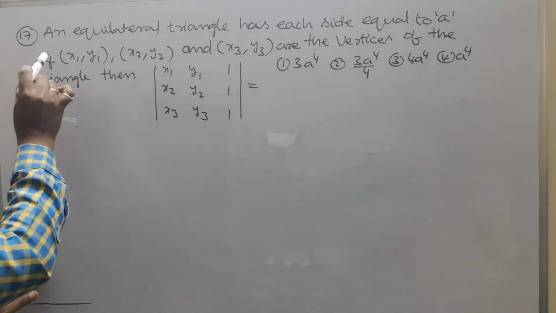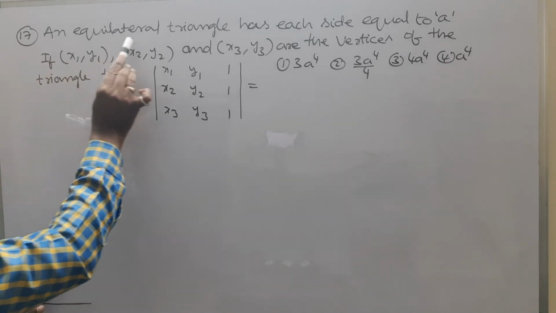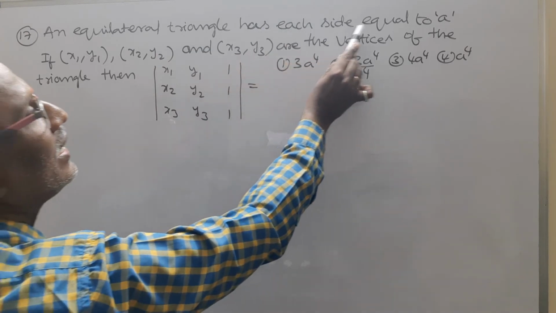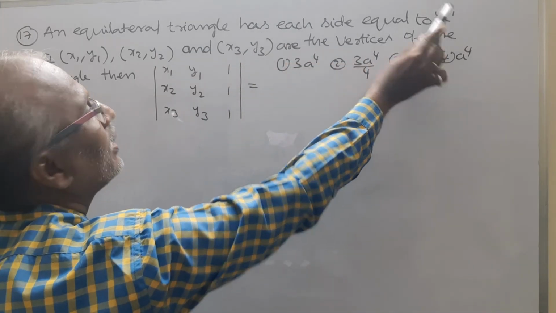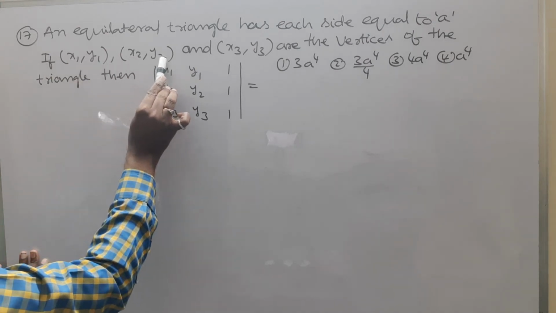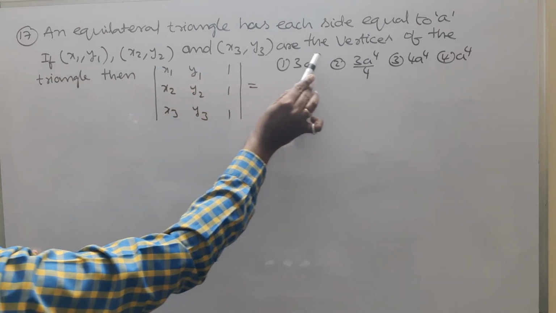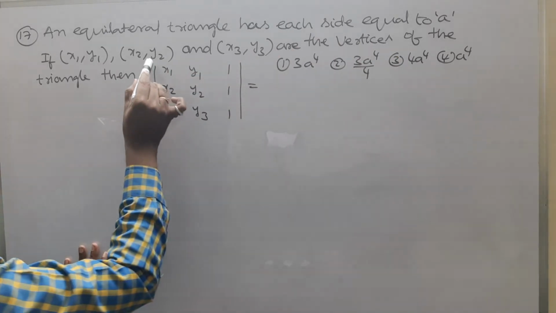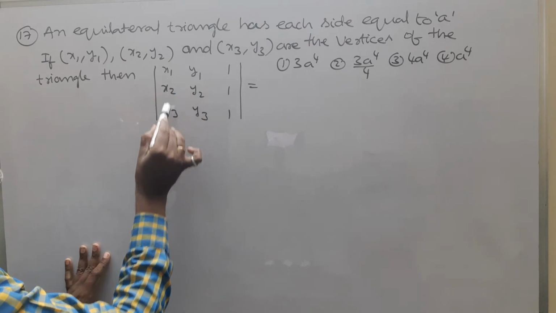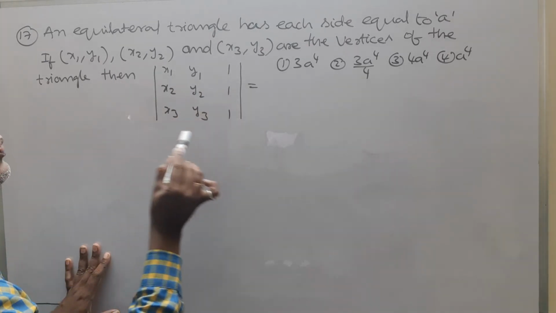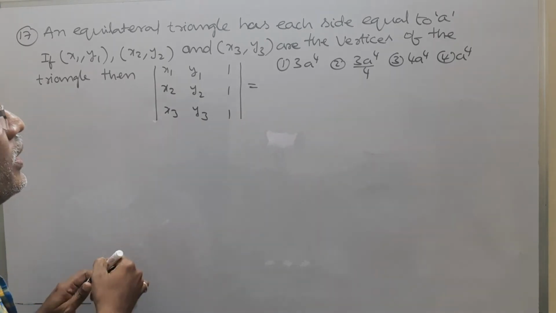Question number 17. An equilateral triangle has each side equal to a. If (x1, y1), (x2, y2) and (x3, y3) are the vertices of the triangle, then the determinant of x1, x2, x3, y1, y2, y3, 1, 1, 1 has what value? Here the four options are given.